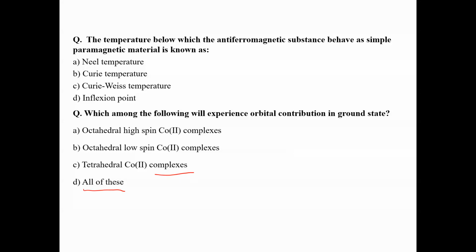For the second question, what you have to do first is write the electronic configuration and fill the electrons according to high spin and low spin, and also according to the geometry, that is octahedral or tetrahedral. And if you are getting the t2 orbitals, triply degenerate orbitals, in unsymmetric form, you will experience that the metal complex will show the orbital contribution in the ground state.